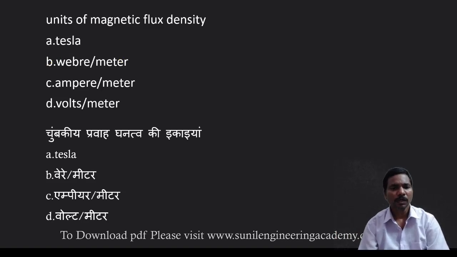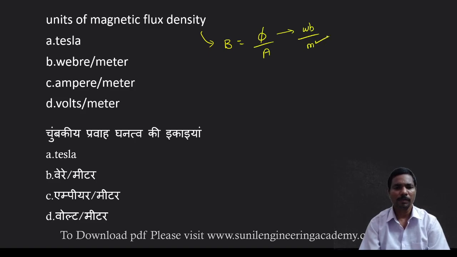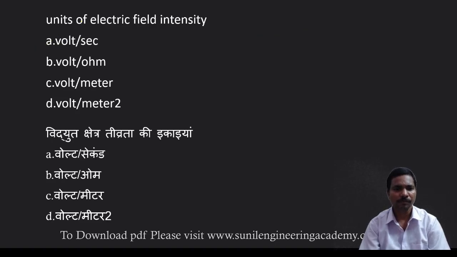Magnetic flux density is denoted with the letter B. B is equal to flux by unit area. Flux is Weber, area is meter square. So Weber per meter square is nothing but 1 Tesla. If Weber per meter square is not given and Tesla is given, go with Tesla. Electric field intensity E is equal to voltage by distance or voltage by length. Volt per meter. So the answer is option C.